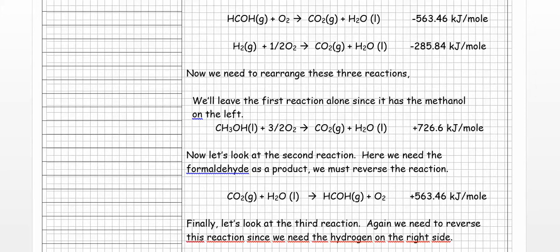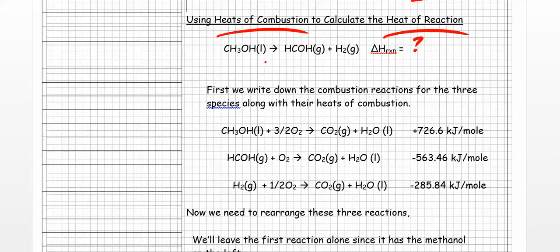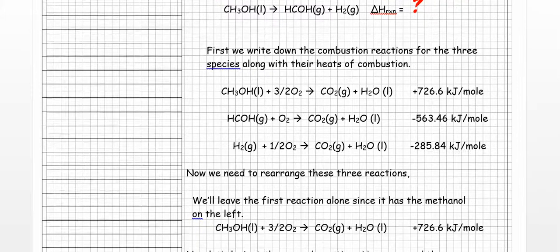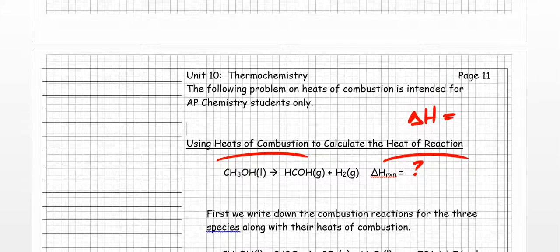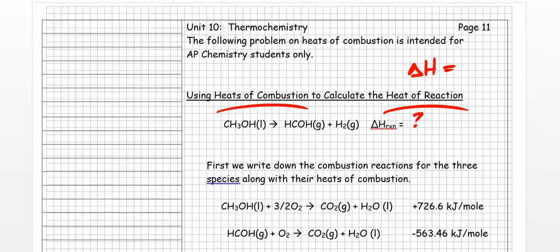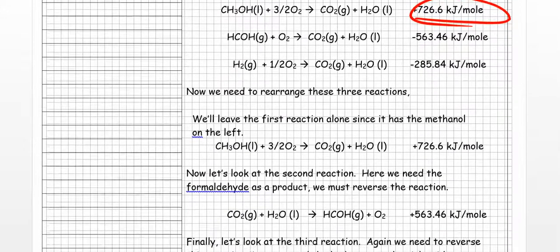Now we'll leave the first one alone since it has the methanol on the left-hand side. So remember, our original reaction had the methanol on the left-hand side. This first reaction has methanol on the left-hand side. That's the only one that has methanol in it. So we're going to need to leave that one as is. So just leave that one alone. Remember, it had a delta H of 726.6 kilojoules per mole, right? That's the value for that first one.